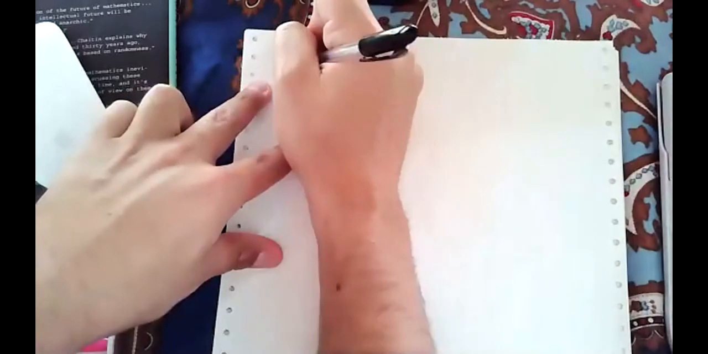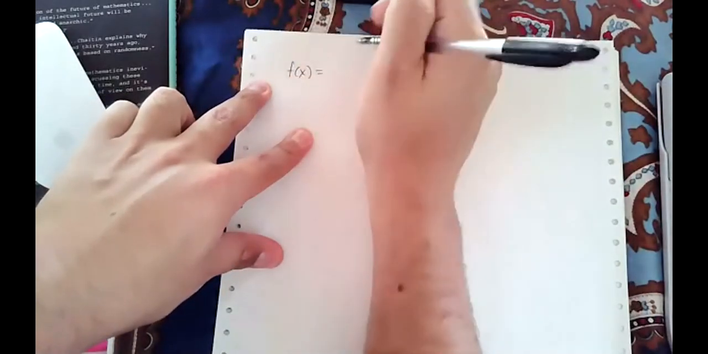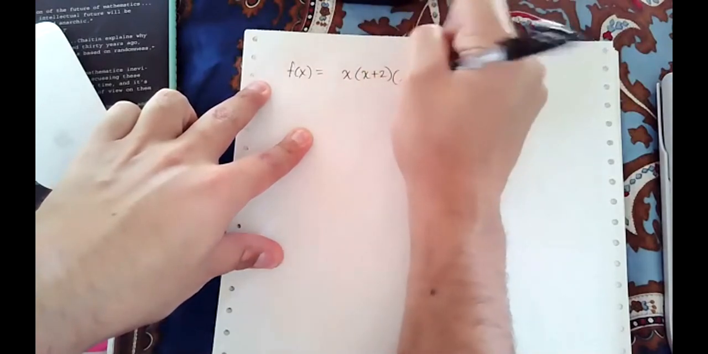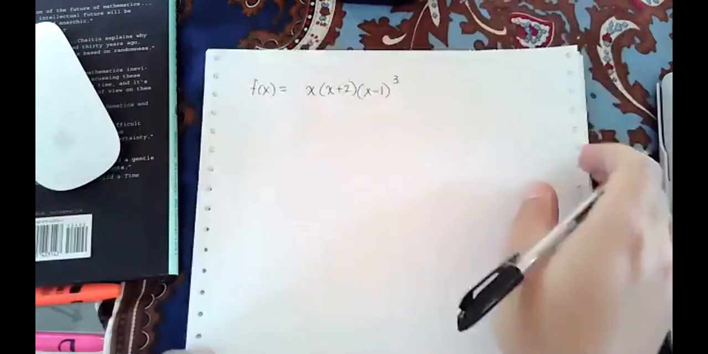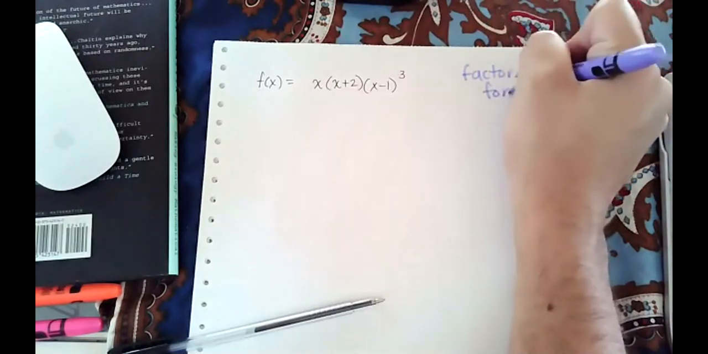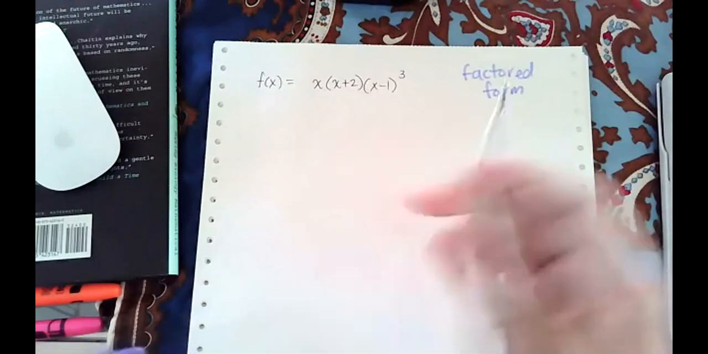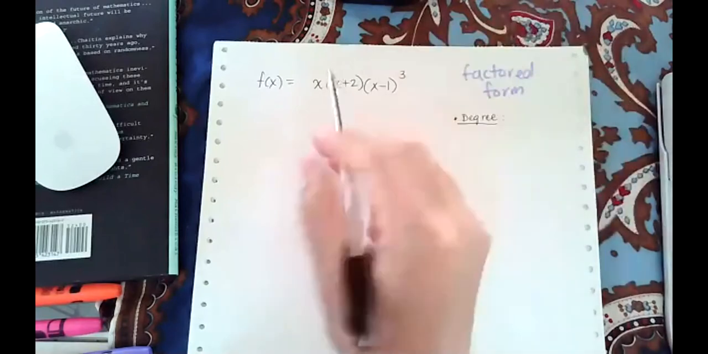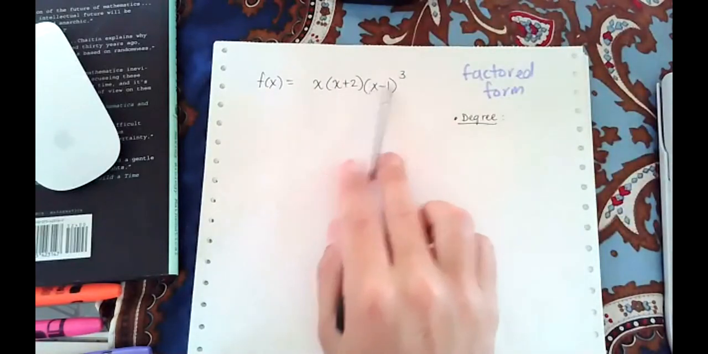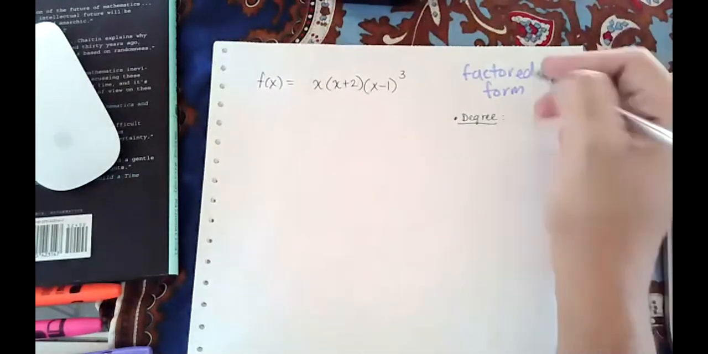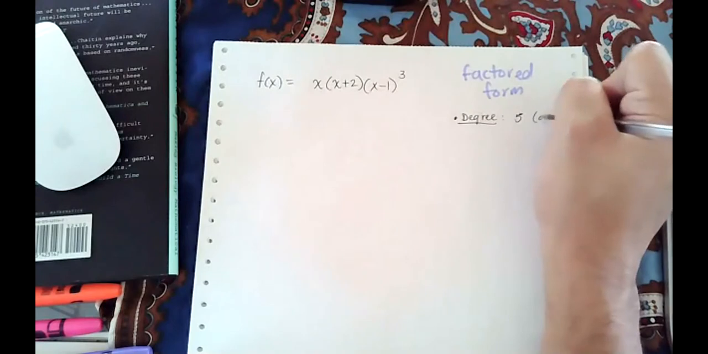So I gave you the function in factored form, x times x plus 2 times x minus 1 to the third power. We should be able to identify that this is in factored form. We should also be able to identify the degree of this polynomial: 1, 2, and then there are 3 x's here technically. So 1, 2, 3, 4, 5. So this is a fifth degree polynomial, which is odd.